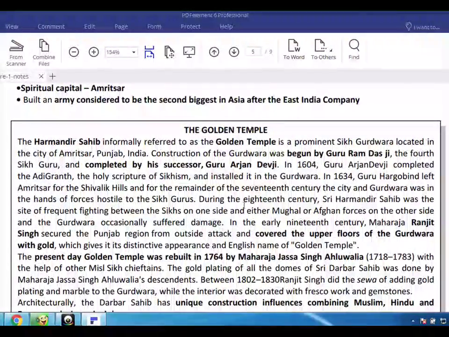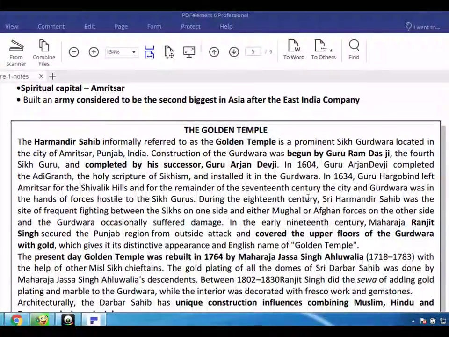The Harmandir Sahib, informally referred to as the Golden Temple, is a prominent Sikh Gurdwara located in the city of Amritsar, Punjab, India. Construction of the Gurdwara was begun by Guru Ram Das Ji, the fourth Sikh Guru, and completed by his successor, Guru Arjan Dev Ji. In 1604, Guru Arjan Dev Ji completed the Adi Granth, the holy scripture of Sikhism, and installed it in the Gurdwara. In 1634, Guru Hargobind left Amritsar for the Shivalik Hills, and for the remainder of the 17th century the city and Gurdwara were in the hands of forces hostile to the Sikh Gurus.